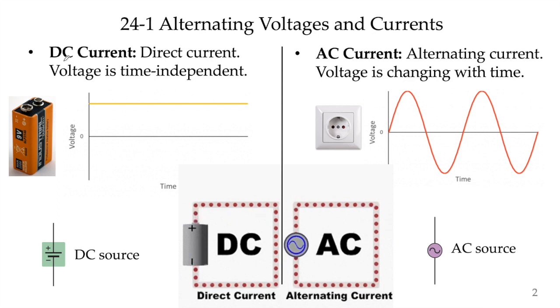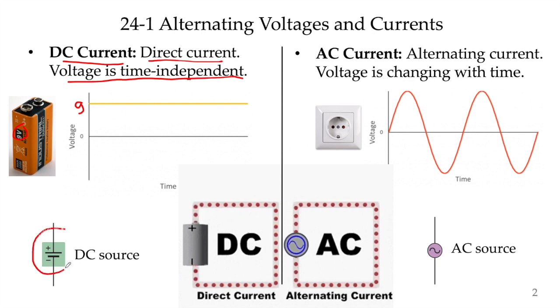Okay, so DC current, DC means direct current, and now you're going to understand why it's called direct current. The voltage in DC current is time independent, so it doesn't depend on time. If you have something like a 9 volts battery and you connect it to a circuit, the voltage that it provides is always the same. It's 9 volts, and it doesn't change with the time. And if you remember from the earlier lectures, the DC source, for example a battery, is shown with this symbol.